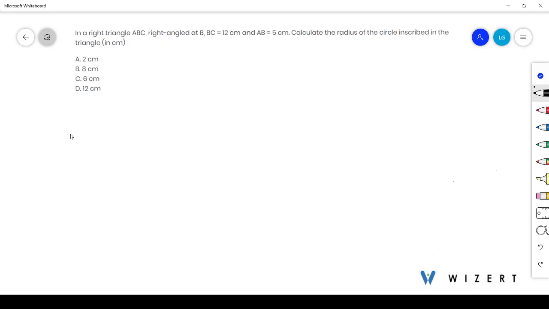Our question is, in a right angle triangle ABC, right angled at B, BC equals 12 cm and AB equals 5 cm. Calculate the radius of the circle inscribed in the triangle. And we have been given 4 options.